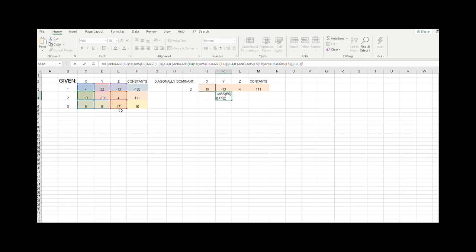So first, what we would compare now is if the absolute value of D3, let's always start with the first equation, D3 is greater than the absolute value of the sum of C3 and absolute value of E3. So we would just change this absolute value of C3 to D3 and right here to C3.